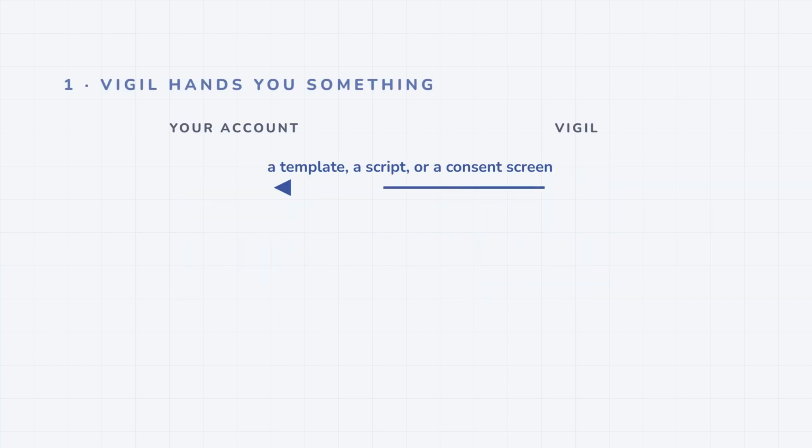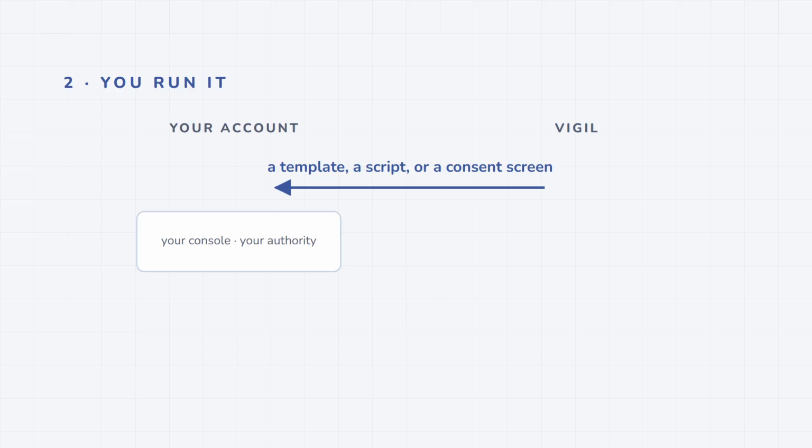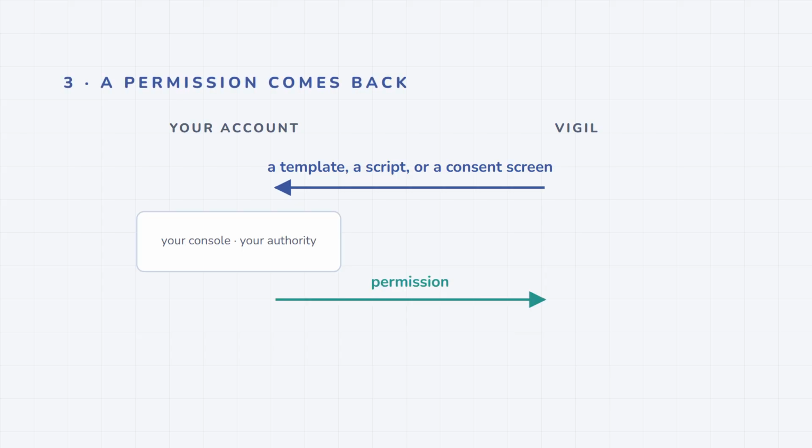In the portal, you open connections and choose add account. You pick your provider. Vigil hands you something, a template, a script, or a consent screen. You run it in your own console where you already have the authority, and then data starts flowing.